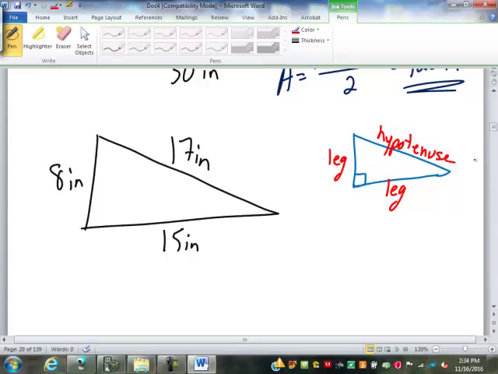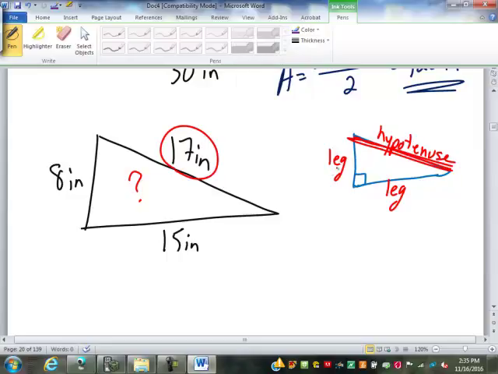Now, of these three sides, which one has to be longer, the hypotenuse or one of the legs? The hypotenuse. The hypotenuse will always be the longest side of that right triangle. So if this were a right triangle, the 17 inches would have to be its hypotenuse. Now, I'm not going to label it as hypotenuse right now because we don't know if it's a right triangle.